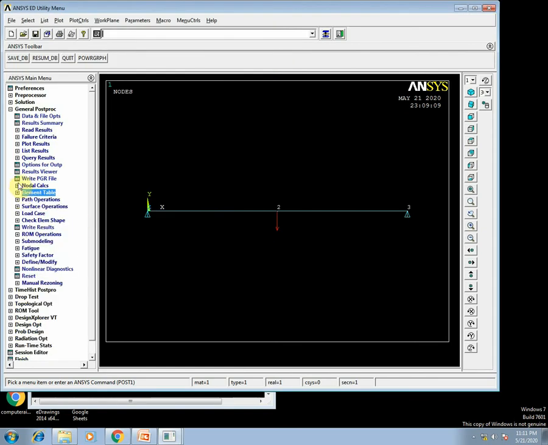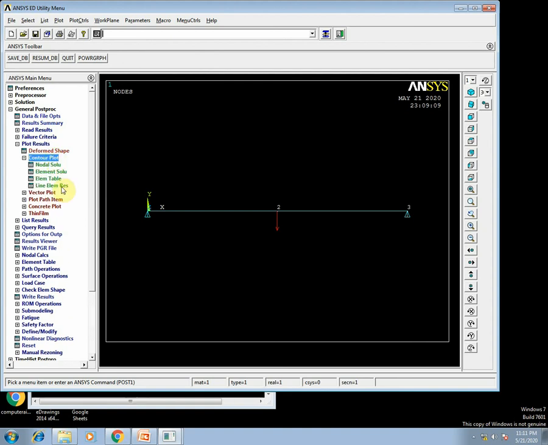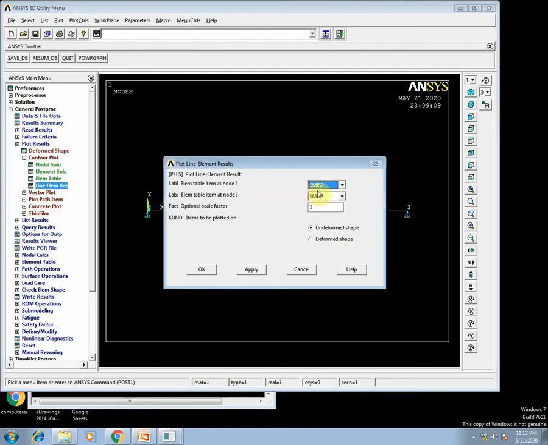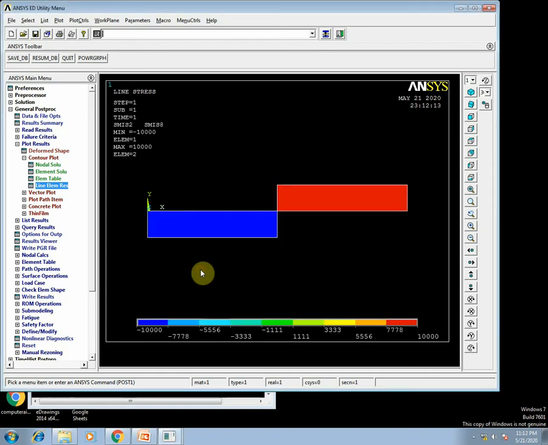Now you have to see the result. Plot results, contour plot, line element results. Here we are getting the SFD drawing by taking a combination of SMISC 2 and 8. This is the shear force drawing for the center load acting beam. You just verify your calculated analytical method and this computerized result.